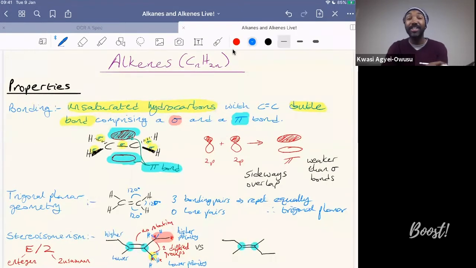If the two higher priority groups are on the same side of the double bond, which is the case here, you've got the Z isomer. So for this compound here, we do have the Z stereoisomer, which we can highlight.